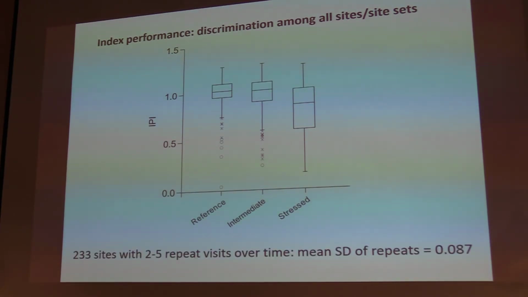And then, okay, this tidbit, I didn't know where else to include it, so I just threw it in this slide, even though it has nothing to do with those box plots. But we had more than 230 sites that had between 2 and 5 repeat visits over time, and the mean standard deviation of index scores from those repeat visits was less than 0.09. And that's as good as, maybe even a little better than what we've seen for CSCI.